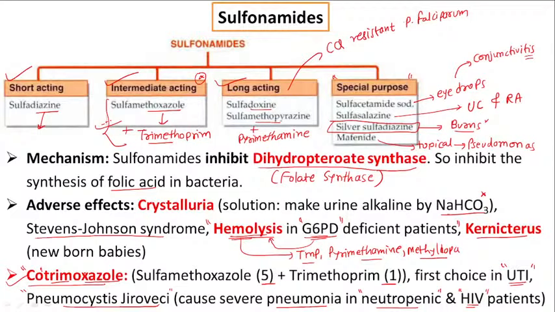If you are asked about a normal patient who does not have neutropenia or HIV, which organism could be the reason for causing pneumonia? The answer is Streptococcus pneumoniae. That would be the first organism, and number two would be H. influenzae. So H. influenzae and Streptococcus pneumoniae cause pneumonia in a normal healthy person, while in HIV and neutropenic patients, it is Pneumocystis jirovecii.